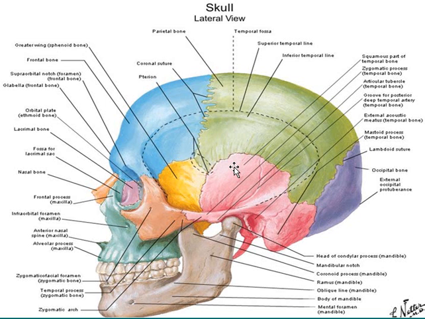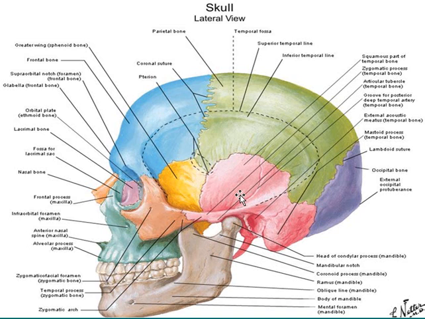In the temporal region, on the lateral side of the skull, we have the temporal fossa, and below the inferior border of the zygomatic arch, behind the ramus of the mandible, here we can see the infratemporal fossa, and this structure we can discuss in detail later on.